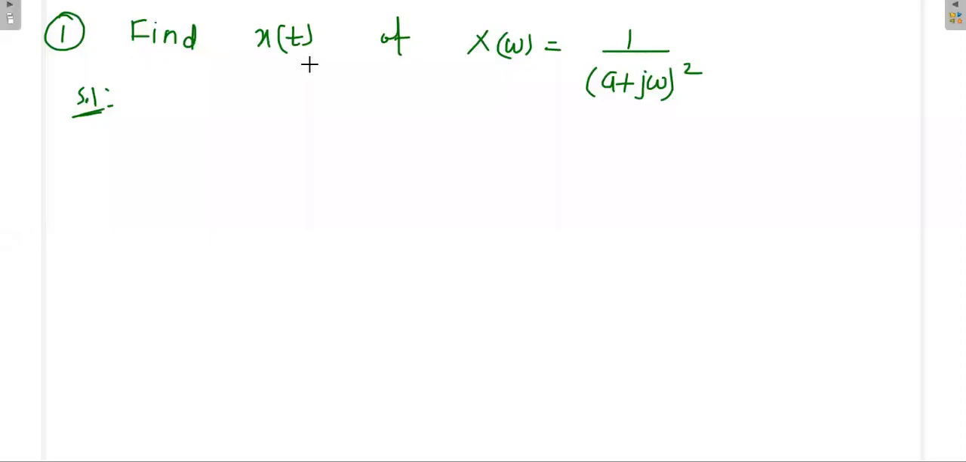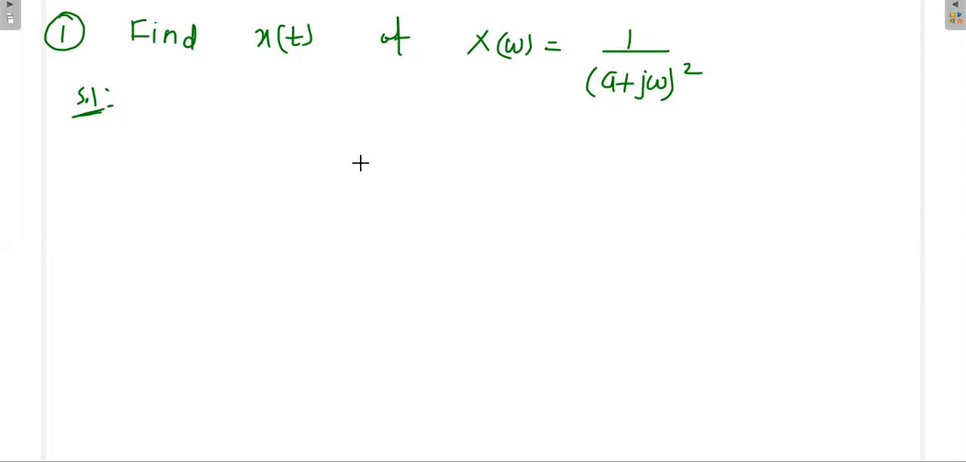Find x of t given x of omega, that is 1 by (a plus j omega) whole square. That means we have to find the inverse Fourier transform of the given x of omega. In the last class, we saw the same problem, which we solved with the help of the convolution property. Now we'll try to apply a different property, that is the multiplication property.